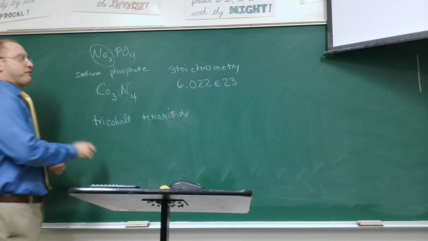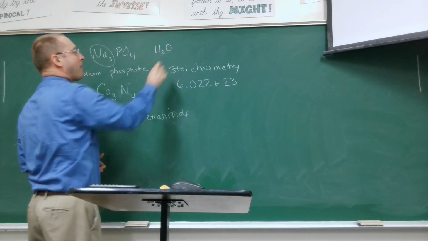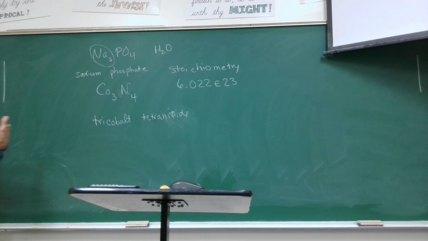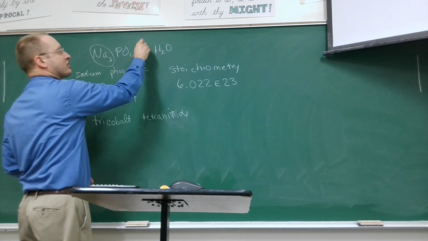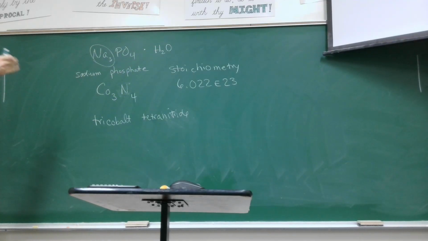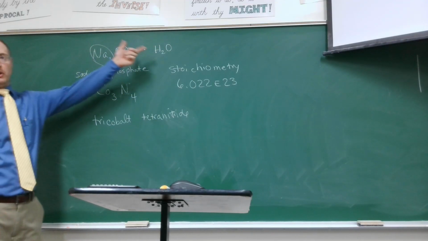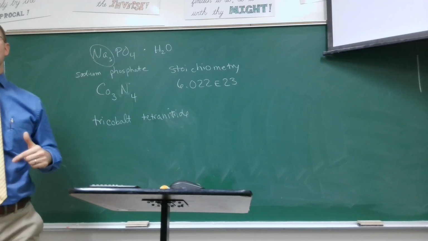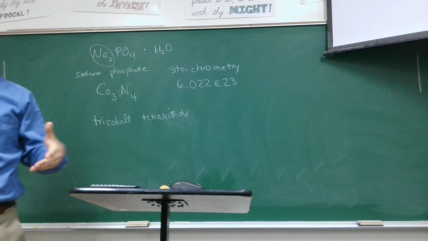All right. If, for some reason, there are water molecules mixed into the crystalline structure, we would have this notation at the end: a raised dot, then H2O. That means there's water in the crystal. What do we call any substance with water in the crystal? Usually an ionic compound.